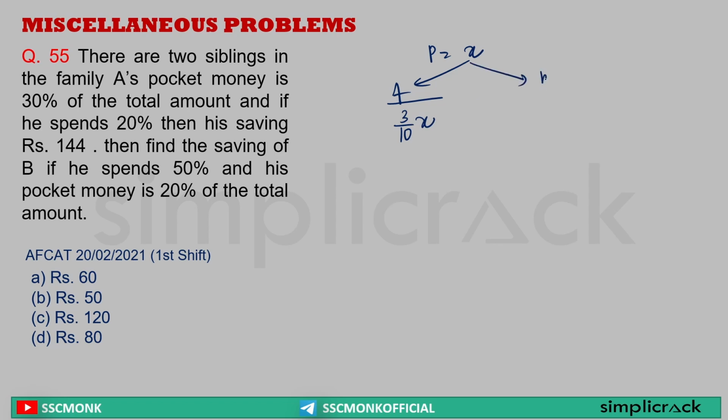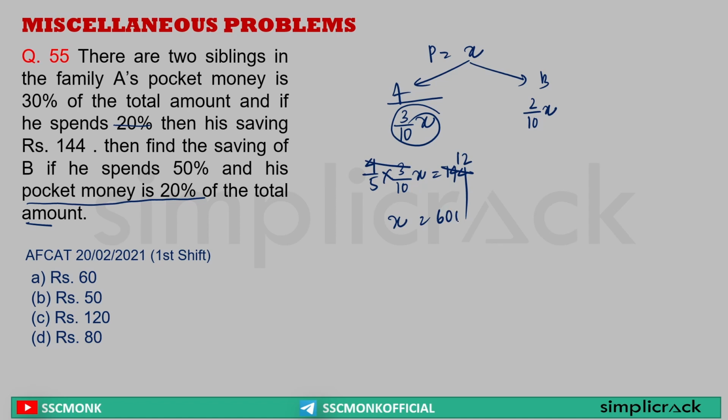B receives what? B receives 20%. If he spends 50% and his pocket money is 20% of the total amount, that means 2 by 10x. This is B's. Now A spends 20% and saves the rest. Out of this he is spending 20%, so what is he saving? Sir, saving is 80%. That means 4 by 5 of 3 by 10x is equal to 144. Okay, 4 3s are 12. So 12 12s are 144. So x is equal to 12 into 50. That is equal to 600.